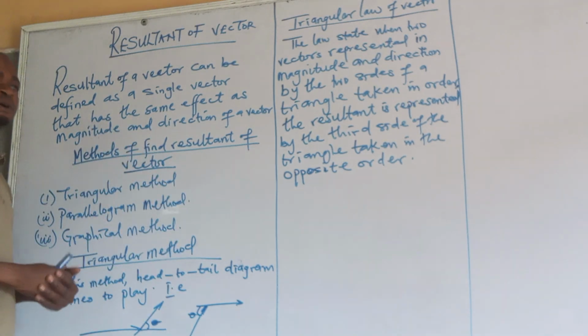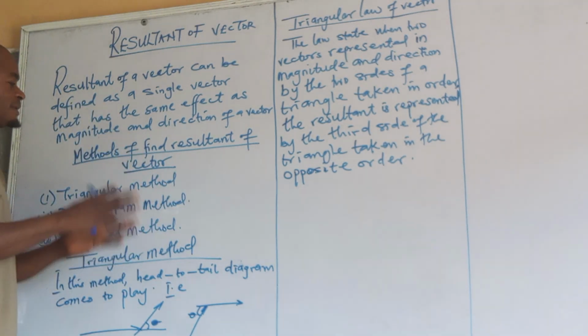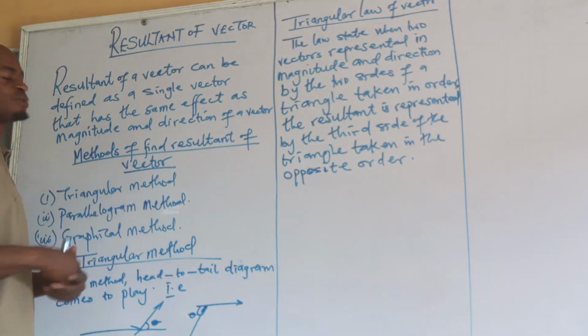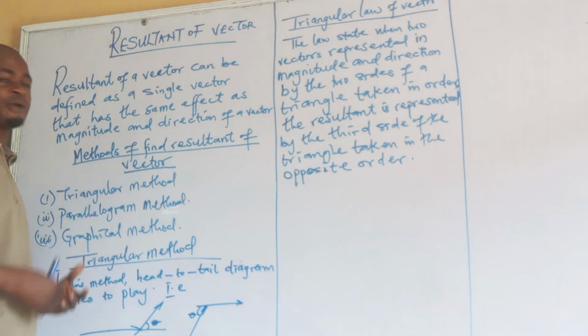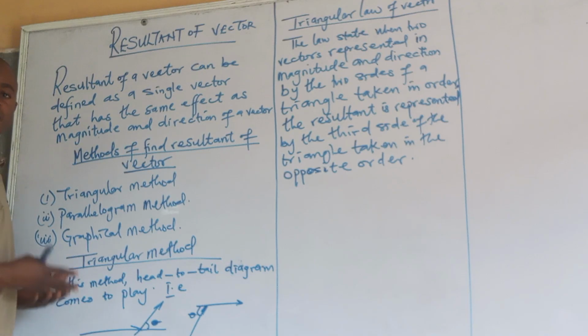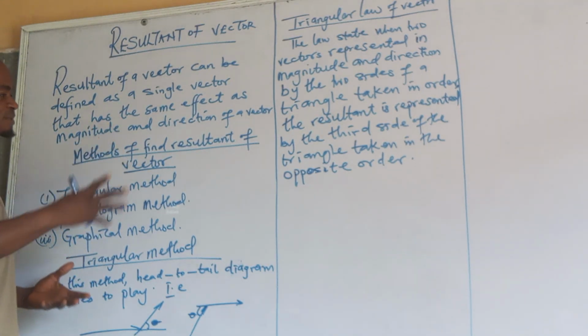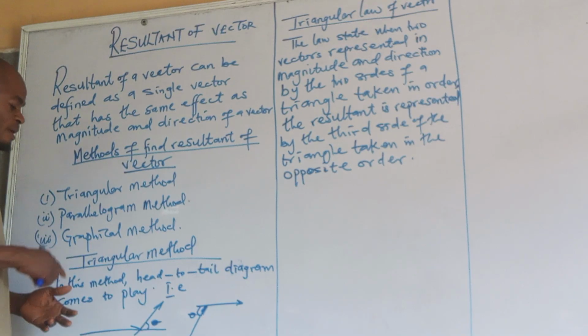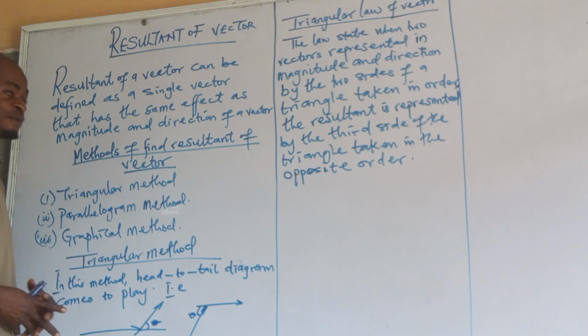Then, having understood the meaning of a resultant, you must understand the methods of finding the resultant of a vector. What are the methods that you can use? You have about 3 methods to solve resultant of a vector. The first one is called the triangular, the second one is called the parallelogram, and the graphical method.